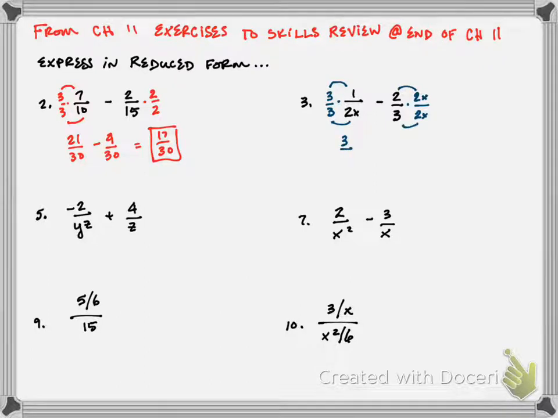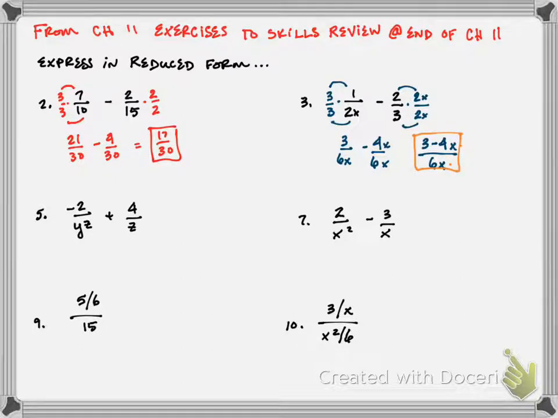3 over 6x. Take away 4x over 6x. And we've got 3 take away 4x over 6x. Now you might be wondering, can I slash, and we've talked about this a little bit in class, can I reduce that x over x to a 1? And in this case the answer is no, you cannot.